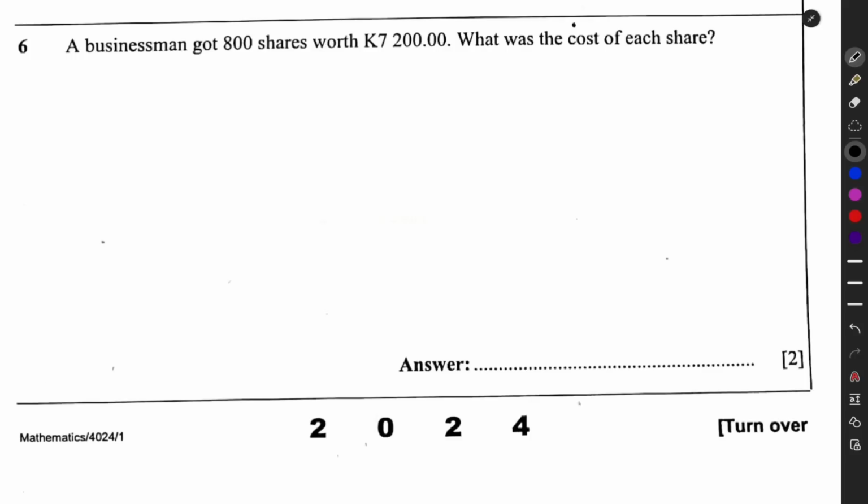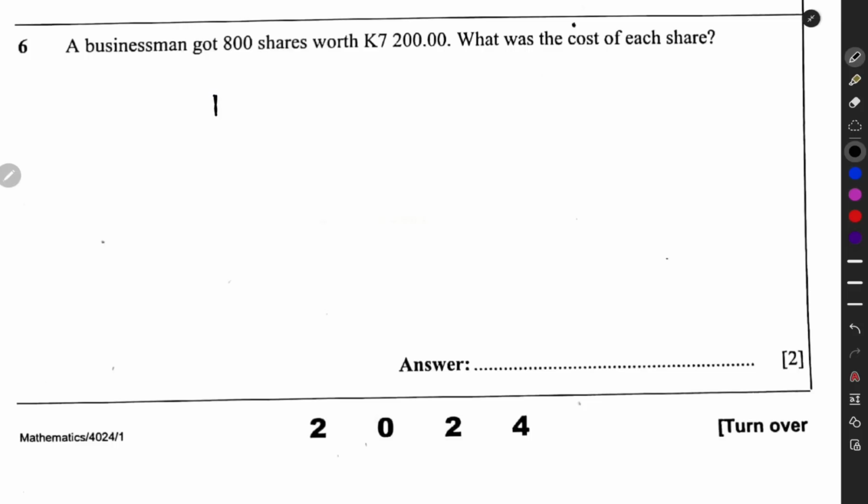Question number 6 was a very simple question. The question says a businessman bought 800 shares worth 7,200. What was the cost of each share? It's a very simple question. If you want, you can use proportion, because we are told 800 shares were costing 7,200. So what was the cost of one share?